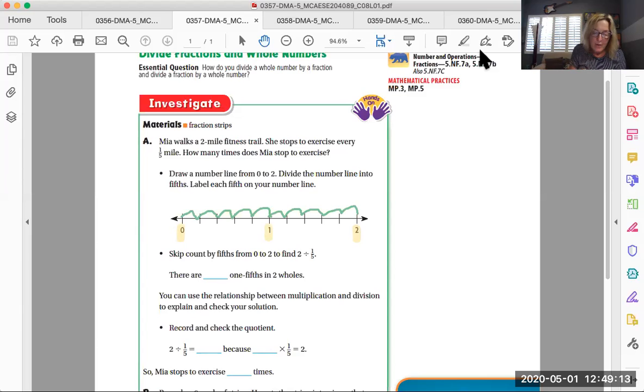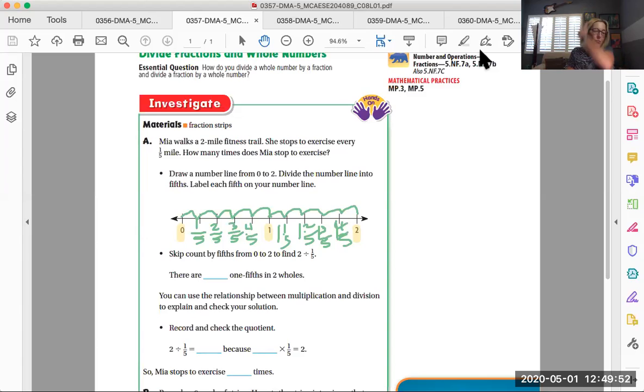Now if we wanted to label them, we could: 1/5, 2/5, 3/5, 4/5, and then 1 whole. And after that would be 1 1/5, 1 2/5, 1 3/5, 1 4/5. Sorry, it's hard to write with my fat pen. All right, so the question was, how many times does she stop to exercise? So we want to know how many 1/5 there are in 2. So let's count them.